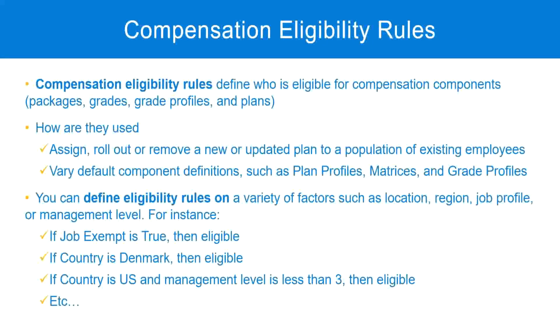Now, what is a compensation eligibility rule? What is it used for? An eligibility rule is used to define the population of workers who are eligible for a certain compensation, right? Because we will not assign the compensation to each worker manually, one by one. We will create a rule such that anybody who satisfies the conditions defined in those rules will get that particular compensation component.